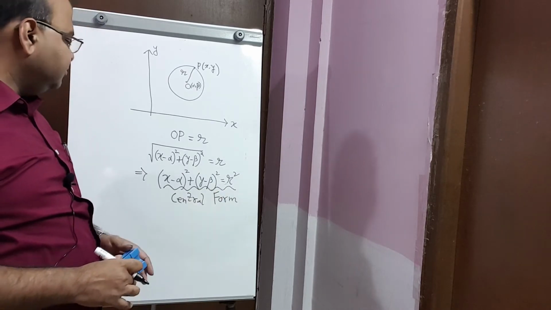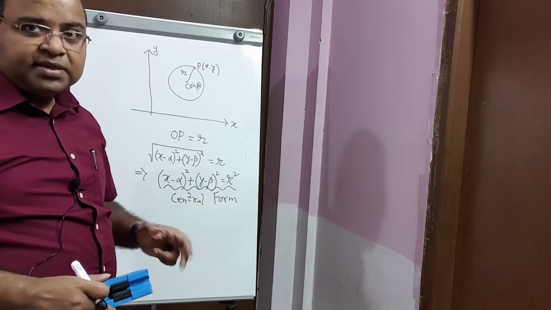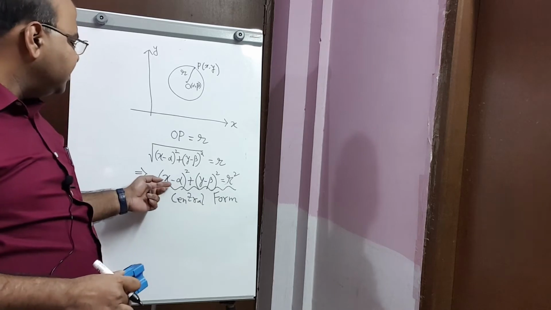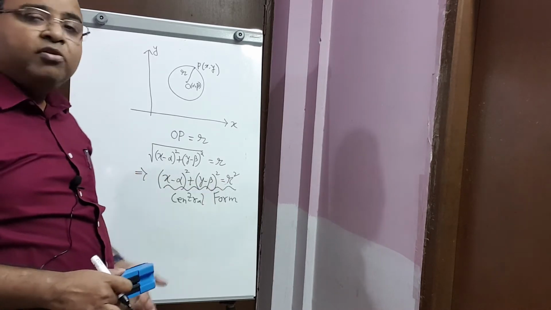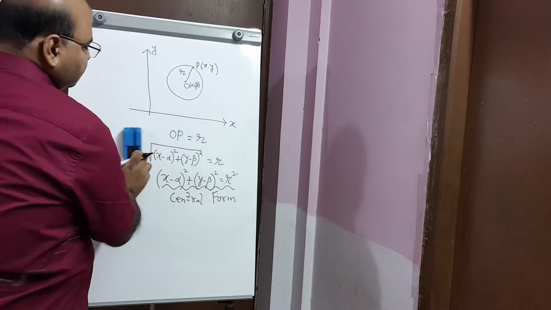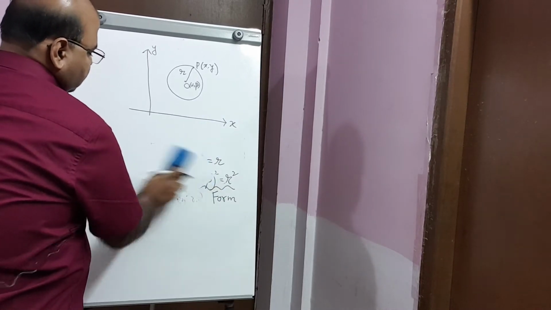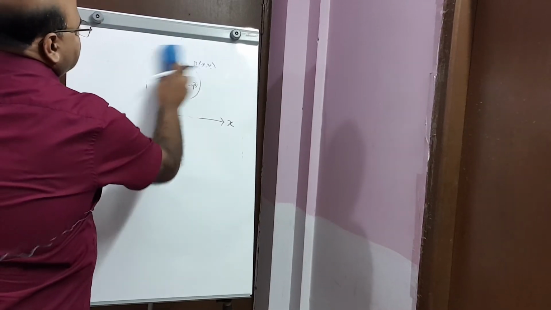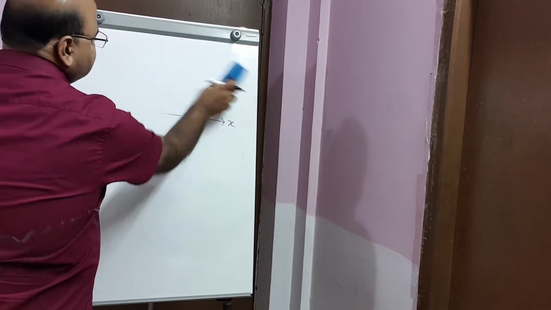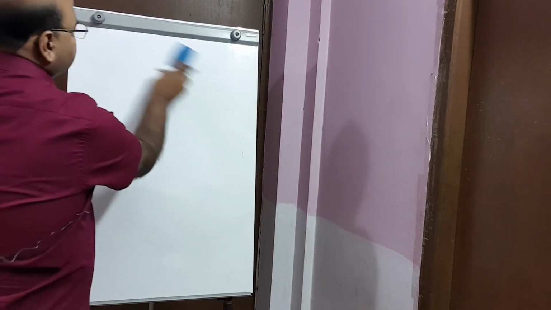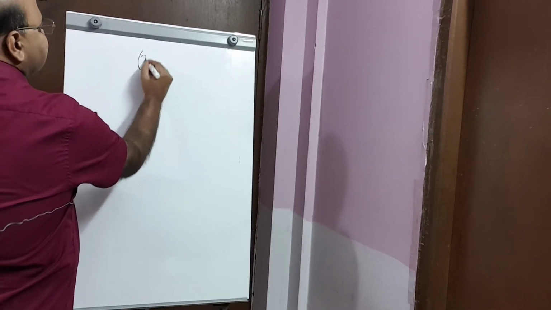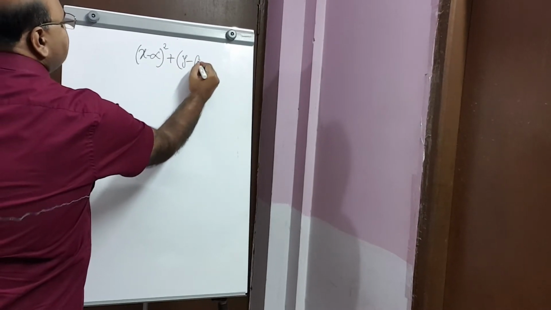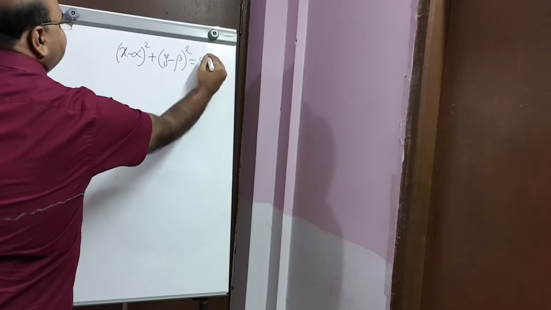Now let us derive the general equation of a circle. There is another form of equation of a circle which is known as the general equation, which is nothing but a little simplification of the central form itself. So if I consider this equation of a circle in the central form, which is given by (x minus alpha) whole square plus (y minus beta) whole square is equal to r square.